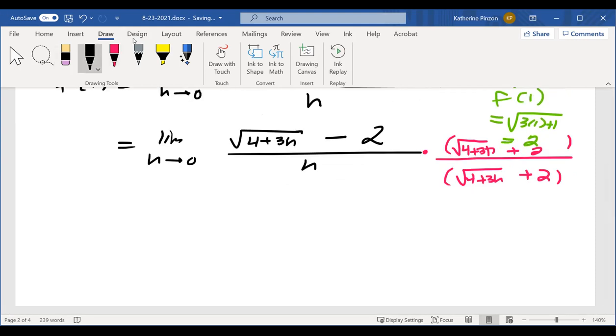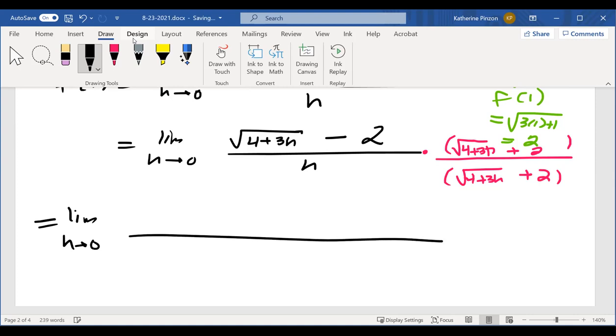So when you rationalize a square root, you change the sign in between the two terms. If it's positive, you make it negative. If it's negative, you make it positive. Because the square root should go away now. So when I do that multiplication in the numerator, the square root should go away. I'm not going to do any multiplication in the denominator. I'm going to leave it just like it is.